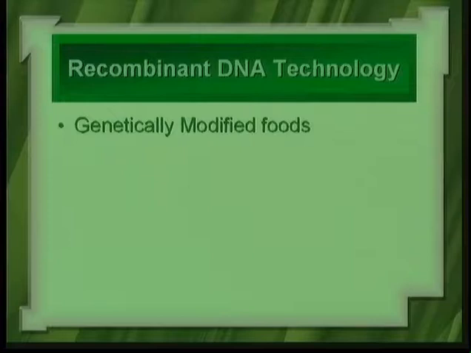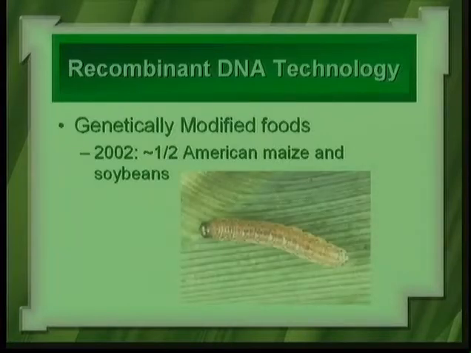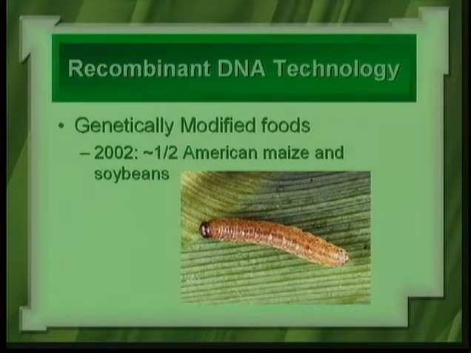Now we also have the idea of genetically modified foods. In the year 2002, approximately half of American corn, or maize, and soybeans were genetically modified. So there's a whole bunch of controversy in that too. This is one example. This is a leaf of corn, and it has a corn borer on it.